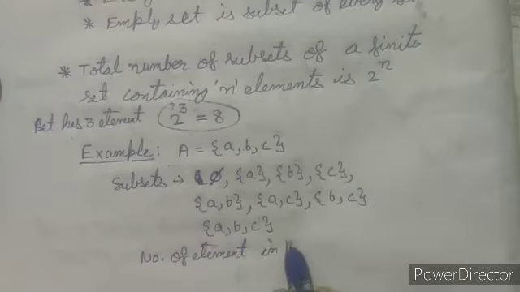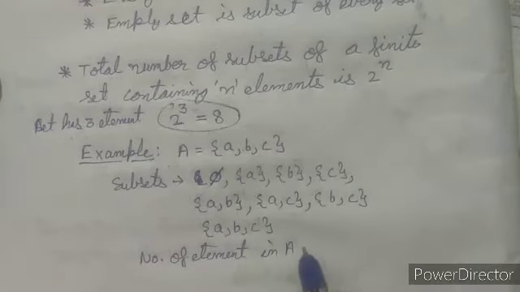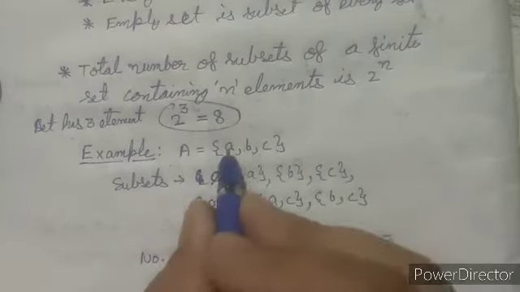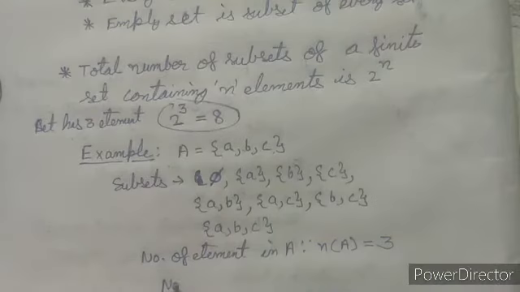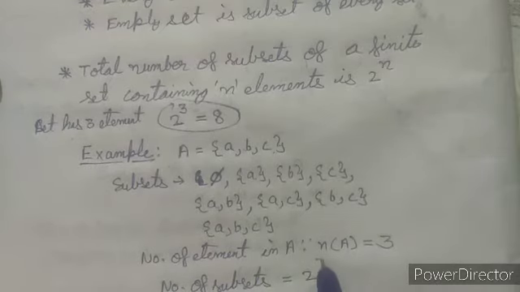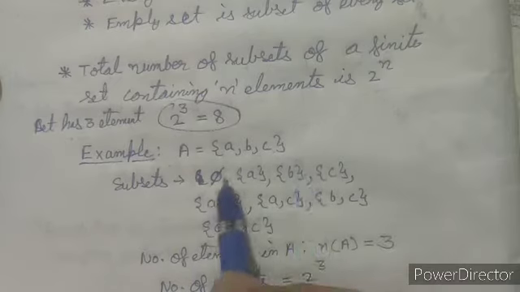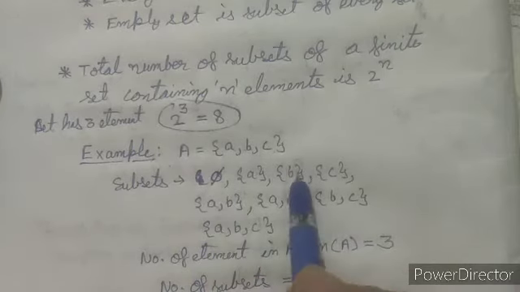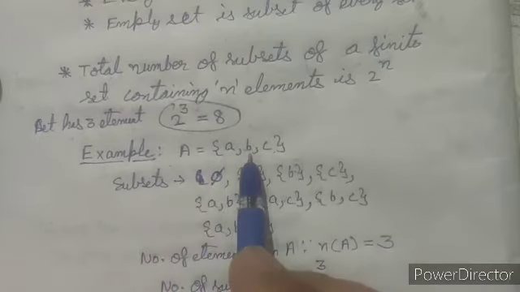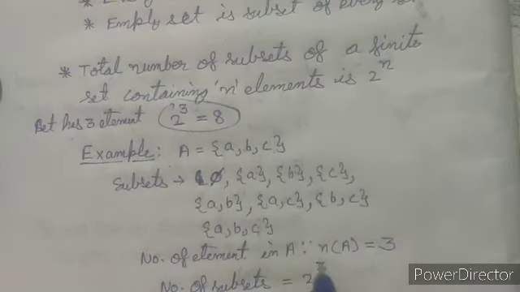As we see here, the number of elements in A, or we can say the cardinal number of A, is equal to 3. There are 3 elements in it, so the number of subsets will be equal to 2 raised to power 3, that is 8, and we can count these subsets: 1, 2, 3, 4, 5, 6, 7 and 8. So this set A, which has 3 elements, will have 8 subsets.